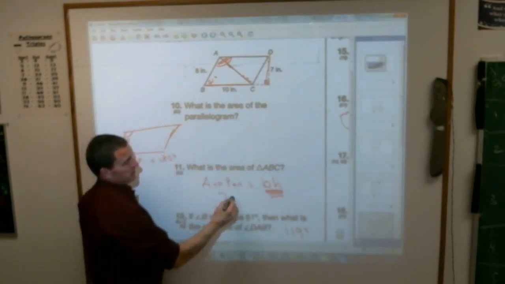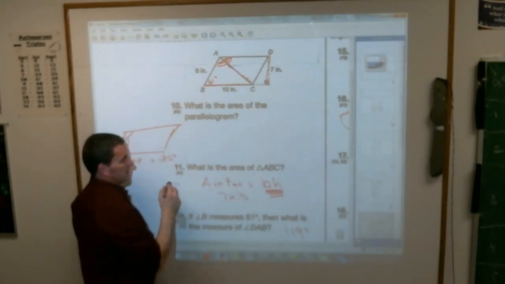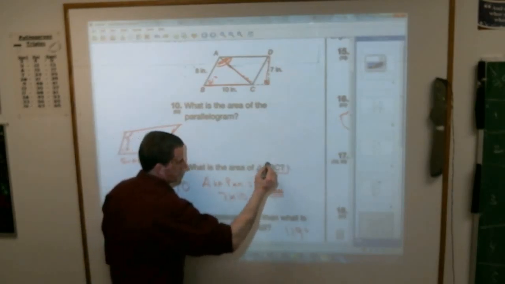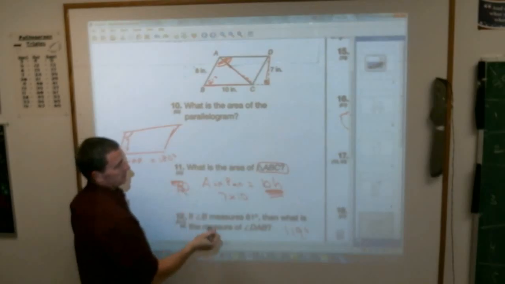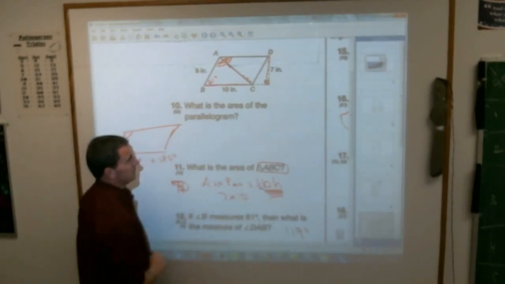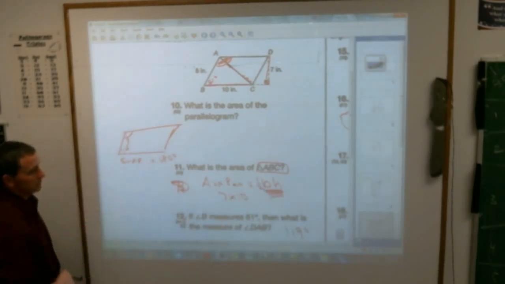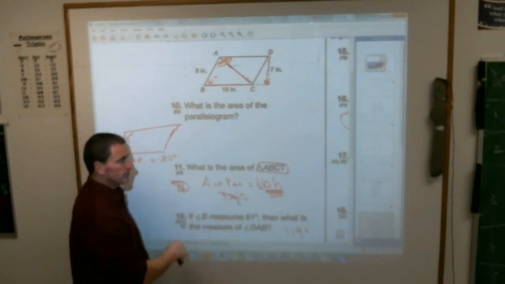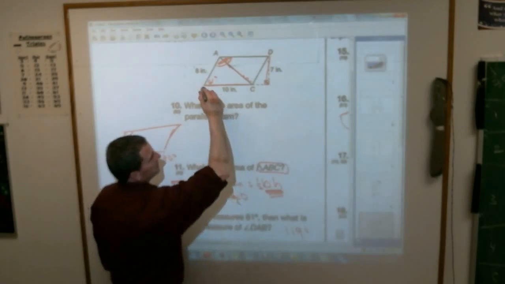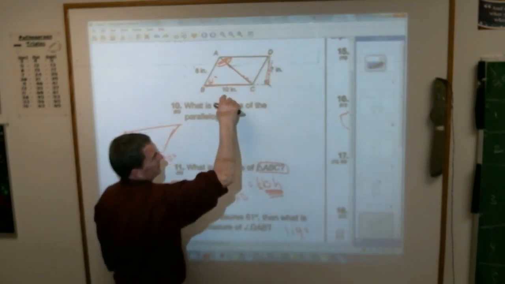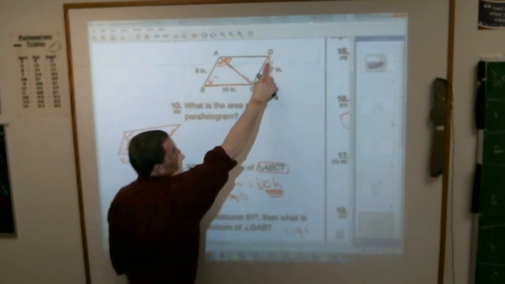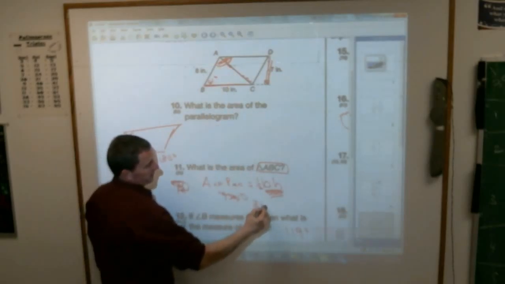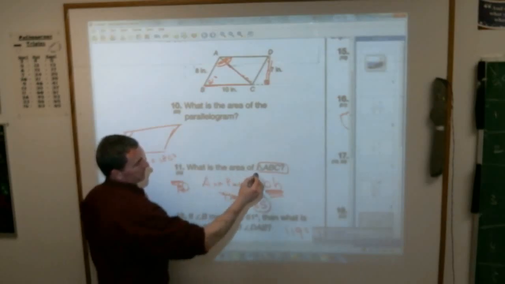So the area of this is 7 times 10, which is 70. Oh, but it asked me for the triangle, didn't it? Sorry. We're looking at triangle ABC, so take that away because it's 1/2 base times height. How many of you were looking at me in shock and disbelief? But same thing is true. Base and the height have to be right angles, so it's still going to be 10 times 7, but it's going to be cut in half because it's a triangle. So it's going to be 35, the area of triangle ABC.